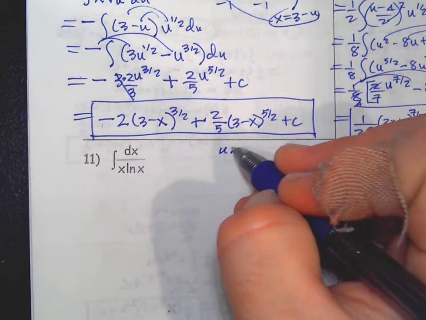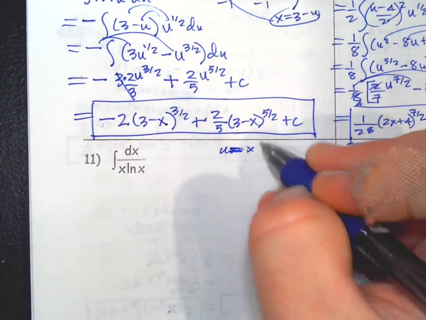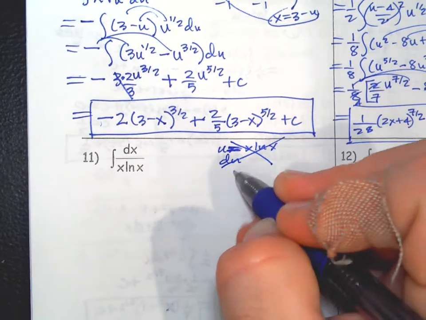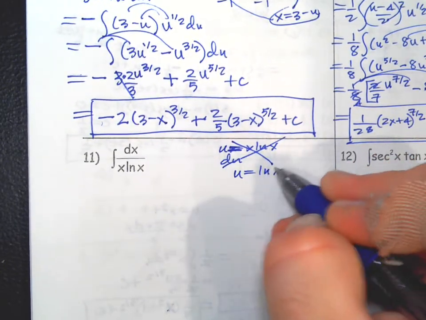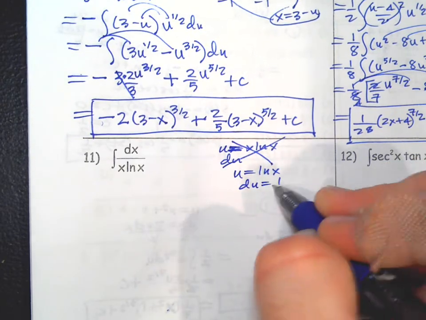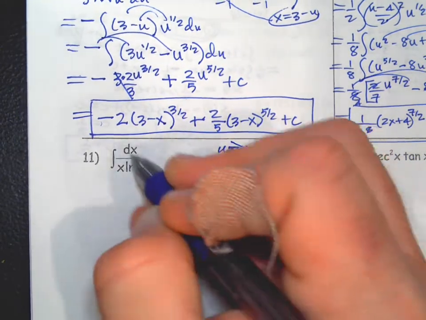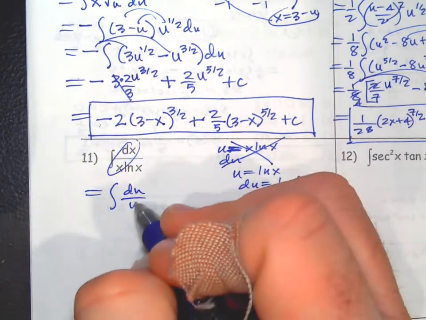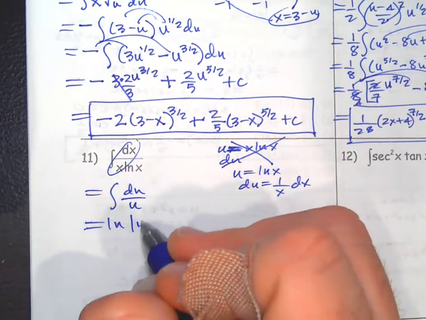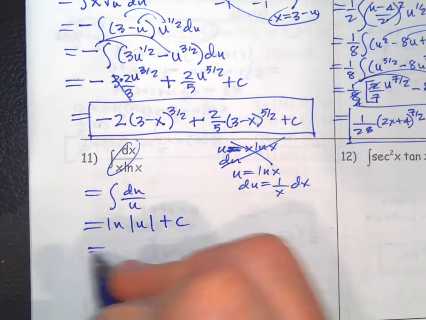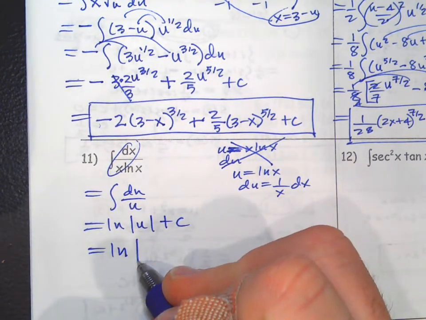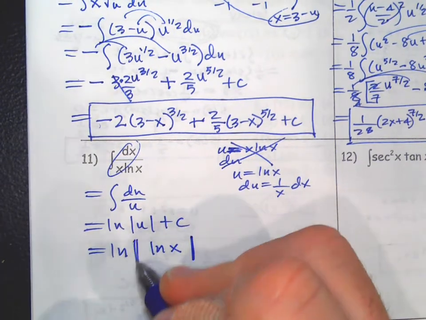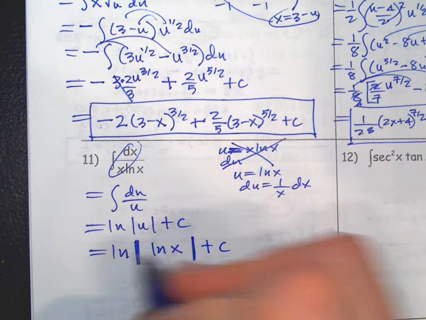All right, number 11. If you do the whole denominator, u equals x natural log x, the derivative of that is going to be a mess. It's a product rule, probably not. So maybe you should just go for the natural log of x, because the derivative of natural log of x is 1 over x dx, which works really nice. So that's going to be du over u. So it's going to be natural log of the absolute value of u plus c. So it's going to be natural log of the absolute value of u, which is natural log of x. You need these absolute values around the outer natural log.